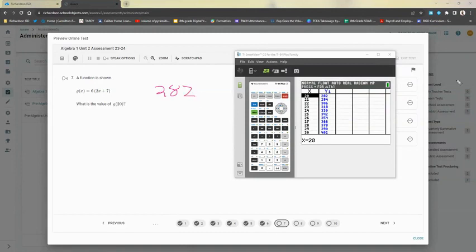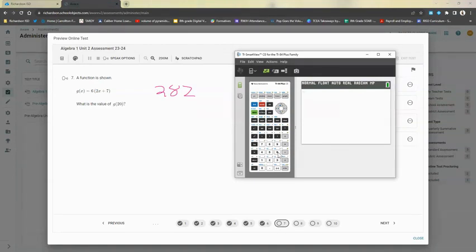Now I can also do it this way. If you're more comfortable, you can do 6 parentheses, 2 parentheses 20, close the parentheses, plus 7, close the parentheses, enter, and you get 282. The only thing I don't like about this is you have to be really careful with the parentheses. You have to make sure they're put in perfectly, or it can totally mess up the answer. So that's why I choose to put in y equals exactly how I see it, and then do second window, put 20 in, and then second graph. Okay.